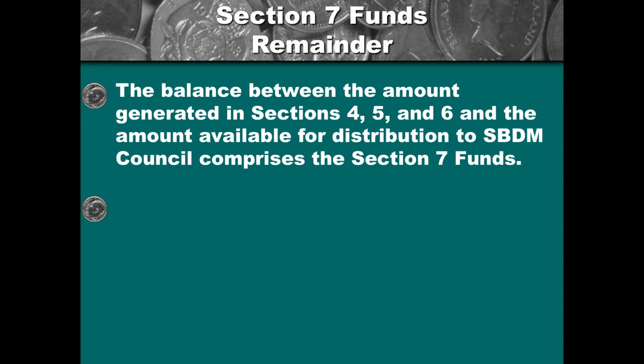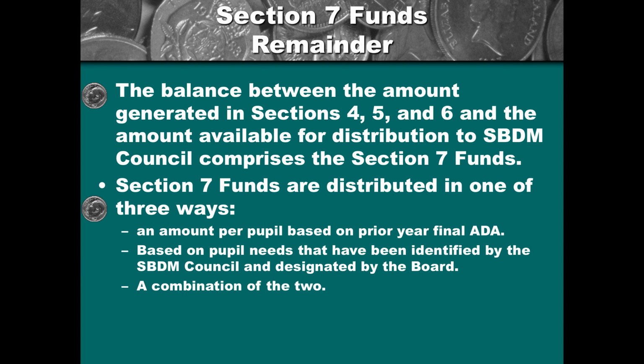All the funds that are left over, the balance of the amounts generated in Sections 4, 5, and 6, are distributed to the site-based council in something called Section 7. Section 7 has really a lot of discretion. If you're on a site-based council, you've seen Section 6 and Section 7. That basically is your school budget.